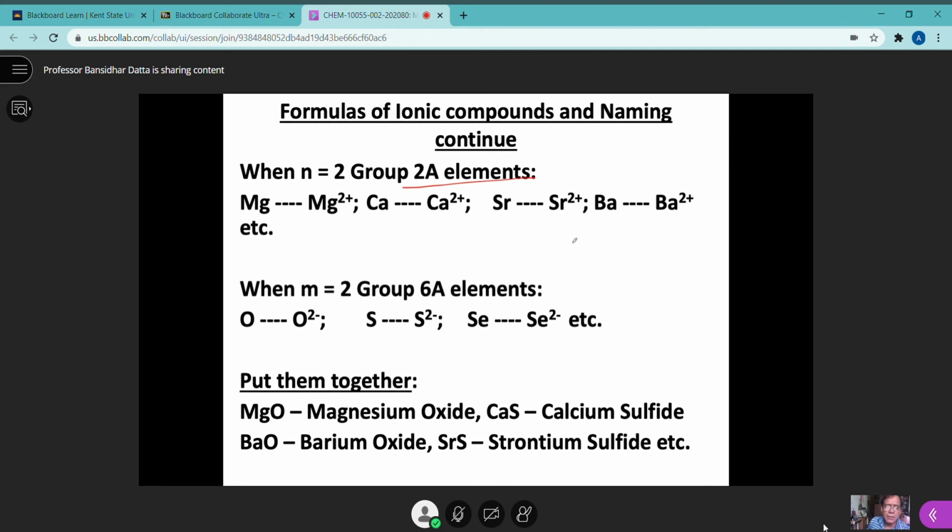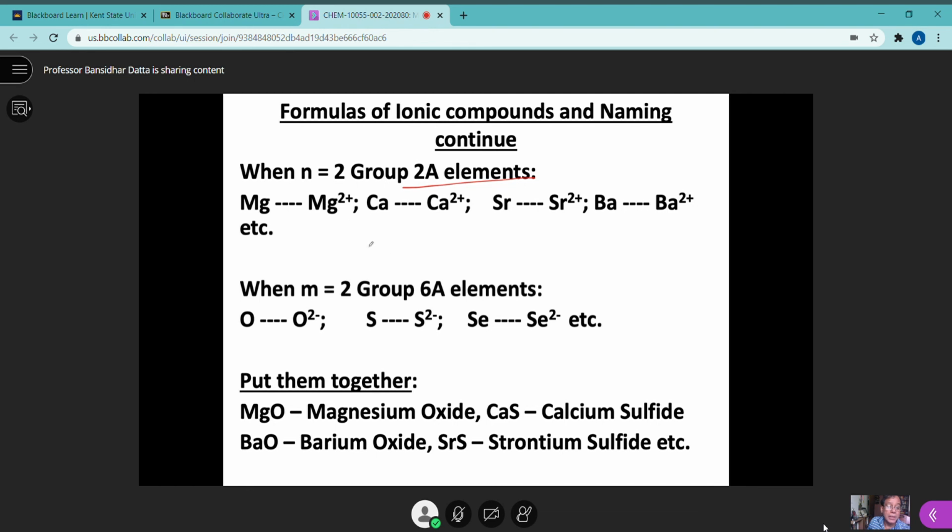Group 2A, right? Now, when M equals 2, that's the group 6A elements. Oxygen, group 6A, will take those 2 electrons and become 2 minus. Sulfur will take those 2 electrons, become 2 minus. Selenium, group 6, will take 2 electrons, become 2 minus. And you can go on like this.